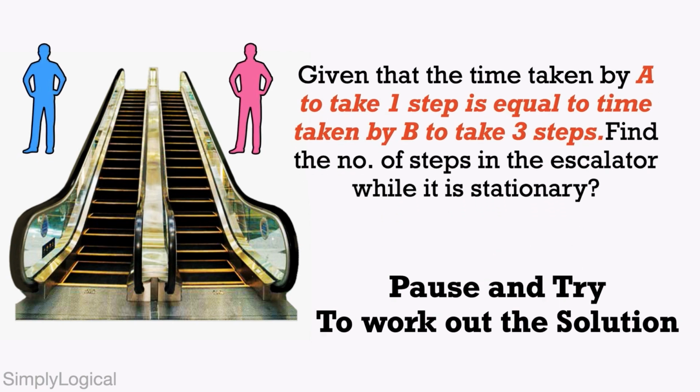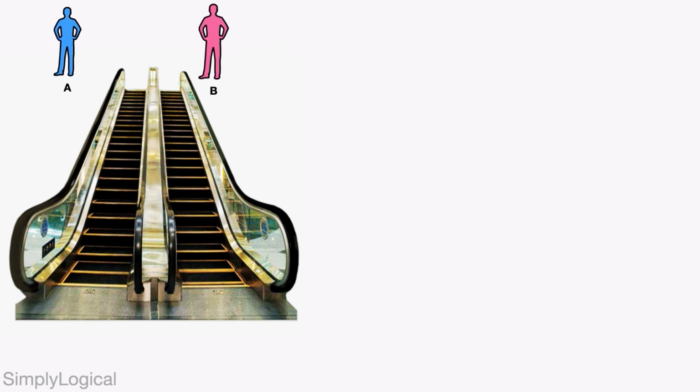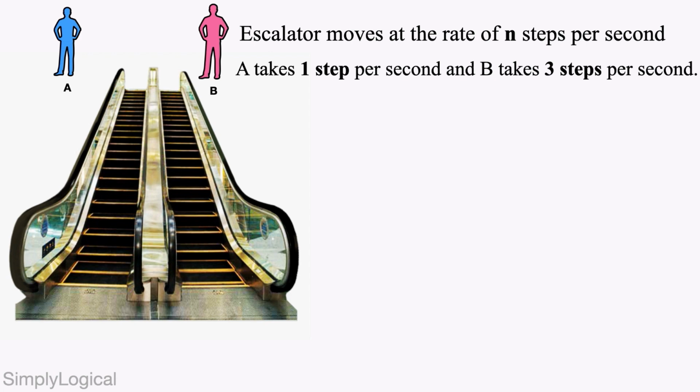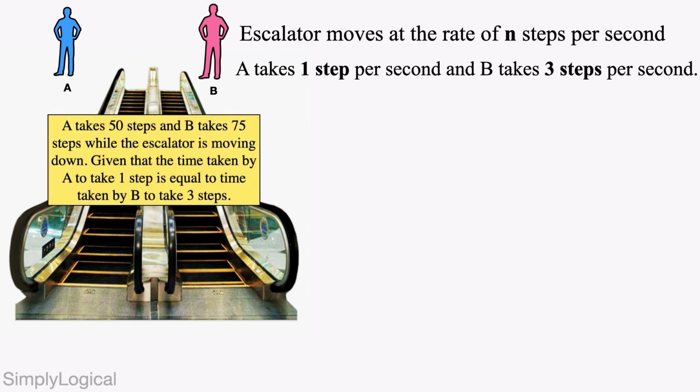Let me explain the solution now. Let us say that the escalator moves at the rate of n steps per second. Let us also say A takes 1 step per second and B takes 3 steps per second. Let's solve this problem case by case.